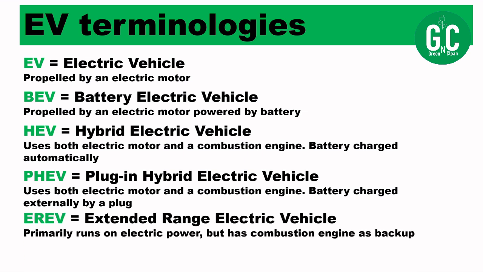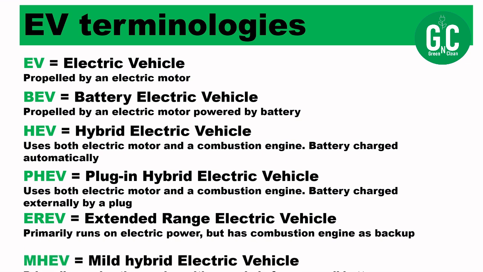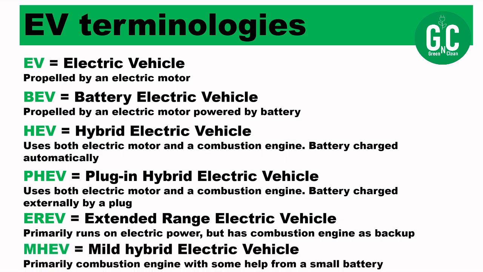Next is extended range electric vehicles or EREVs. These primarily run on electric power but has a combustion engine which acts as a backup to power the electric motor. And the last type is mild hybrid electric vehicles or MHEVs. These are primarily combustion engine with some help coming from battery to increase the mileage of these cars.